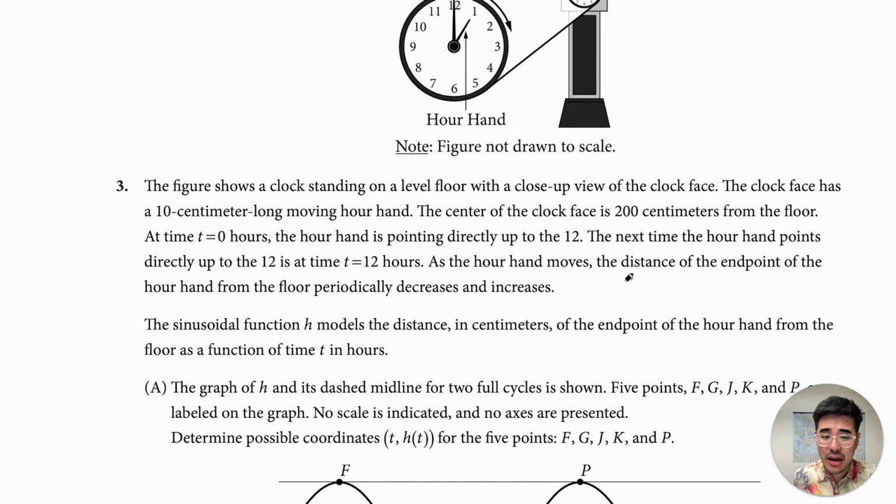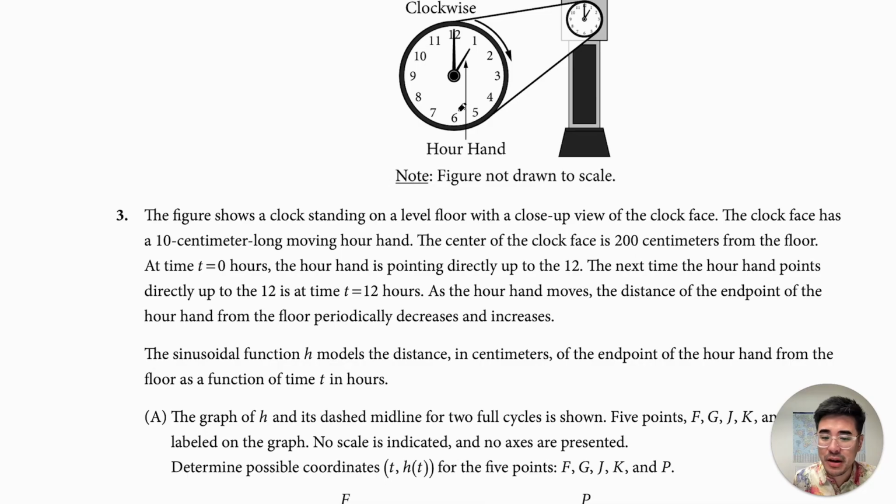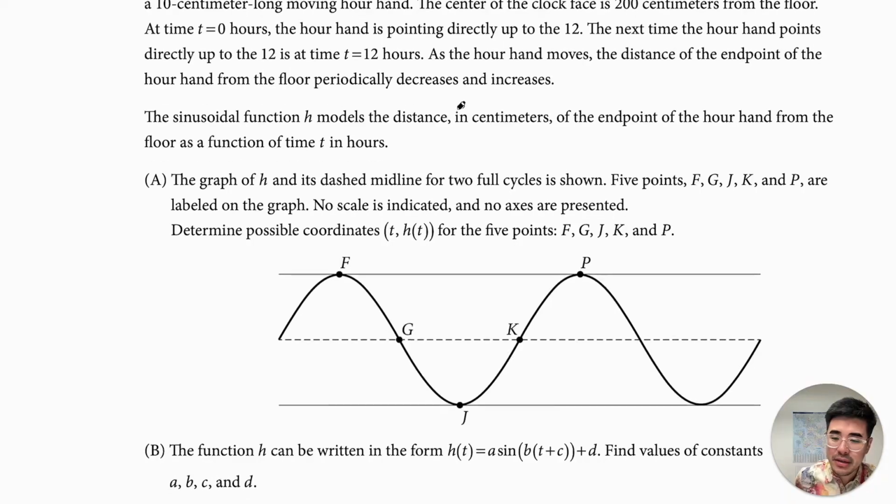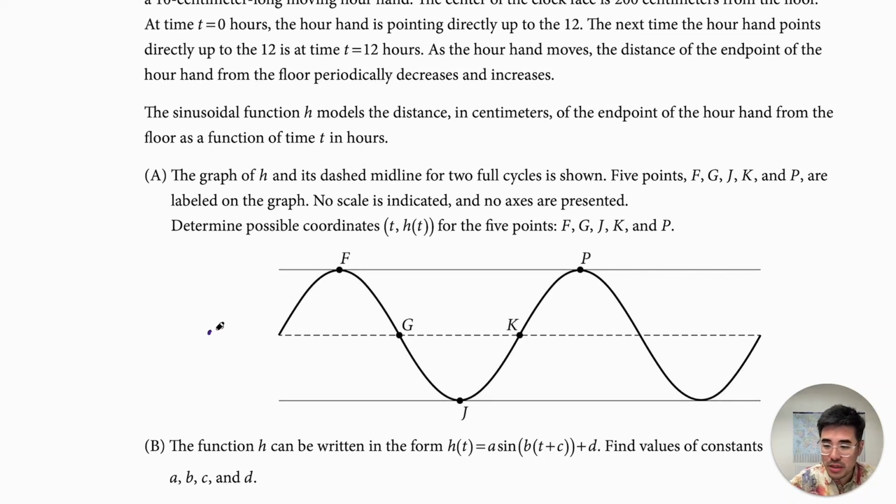And then as the hour hand moves, the distance of the end point of the hour hand from the floor periodically decreases and increases. So we're tracing the movement. This is not the minute hand. This is the minute hand. This is the hour hand, right? And we're tracing this movement over here. So then the center of the clock is here. So this would be 200. The hour hand is 10 centimeters long, so it'd go up to 210, and then it'd go down to 190 over here. And so this is pointing up, and this is pointing up again.